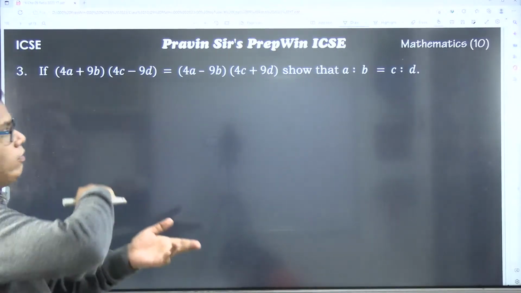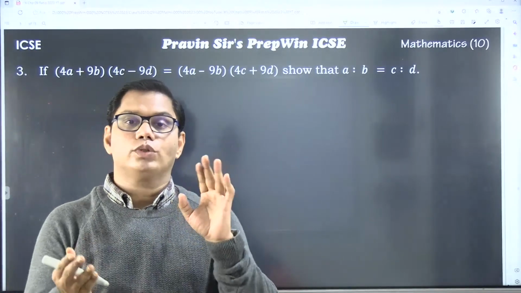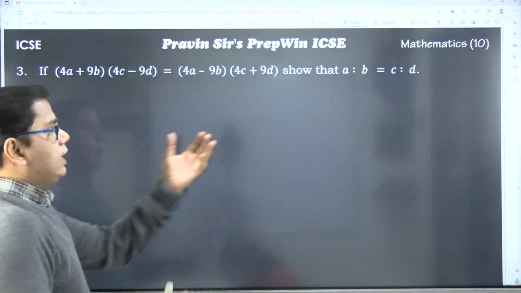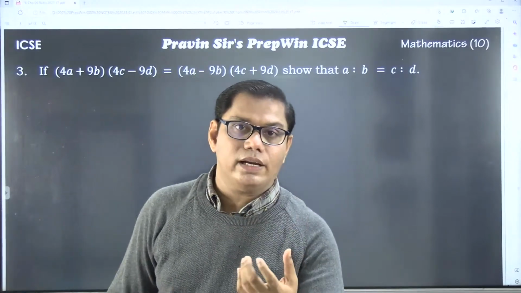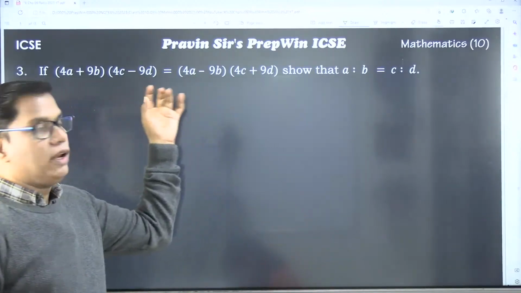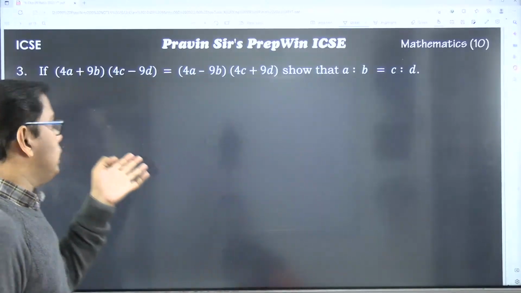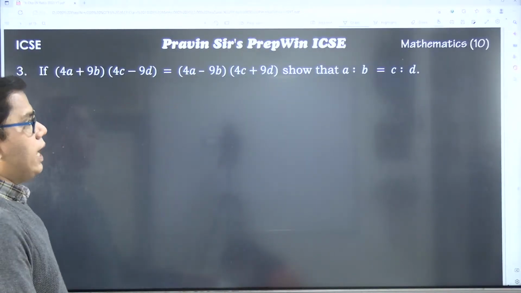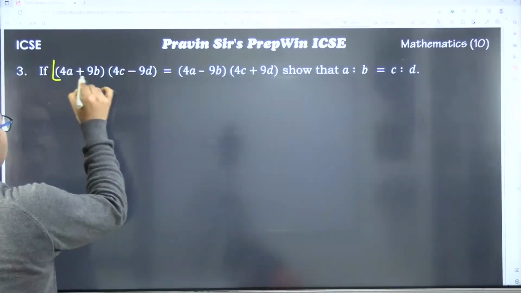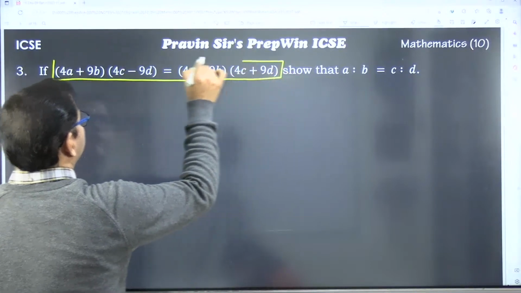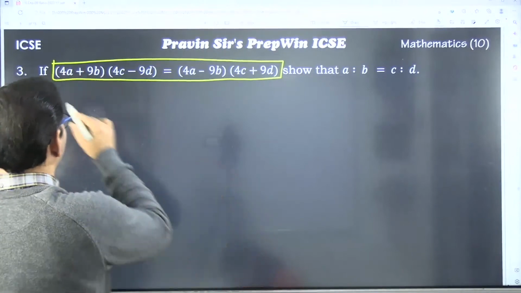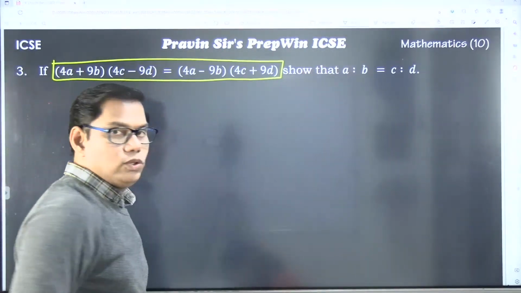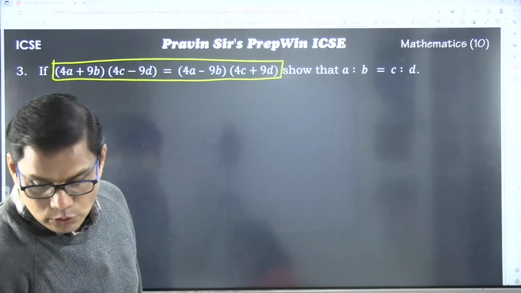Now this is a reverse question. It is the opposite of the question we just solved. Generally, a by b is equal to c by d, the smaller value was the given information and the bigger value is what we have to find. But here it is reversed: the bigger value is given and we have to find the smaller value. Whatever is written after 'if' is always your given information, and whatever is written after 'that' is the proof.